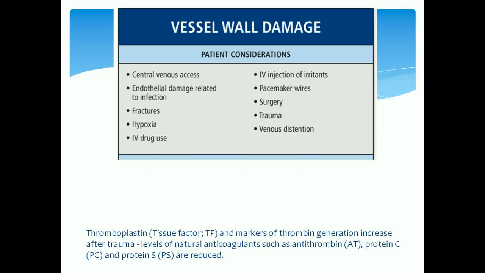Vessel wall damage. They may already come in with vessel wall damage from the actual trauma itself, but then on top of that, what we do then is give them more vessel wall damage. So we'll do things like add venous access. So these are going to make the vessels more likely to want to clot and form a DVT.